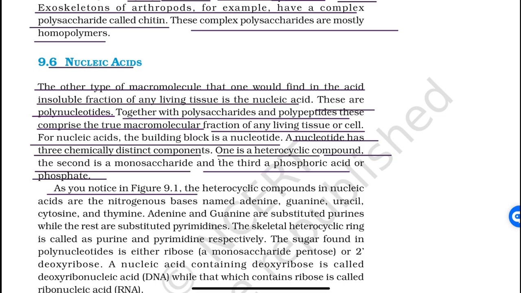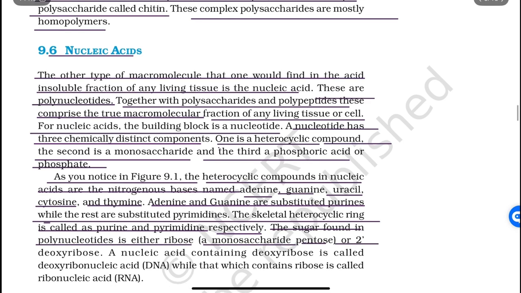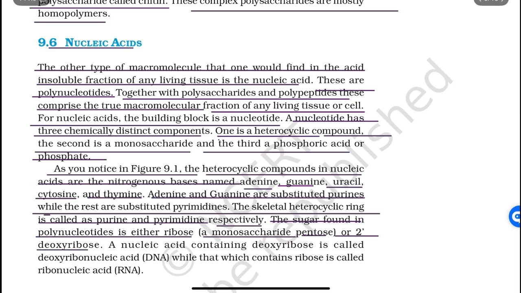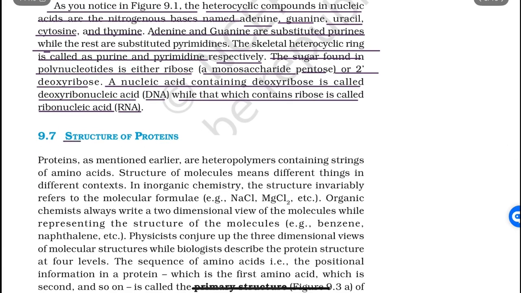As you notice in figure 9.1, the heterocyclic compounds in nucleic acids are the nitrogenous bases named adenine, guanine, uracil, cytosine, and thymine. Adenine and guanine are substituted purines, while the rest are substituted pyrimidines. The skeletal heterocyclic ring is called purine and pyrimidine respectively. The sugar found in polynucleotides is either ribose, a monosaccharide pentose, or 2-deoxyribose. A nucleic acid containing deoxyribose is called deoxyribonucleic acid, DNA, while one containing ribose is called ribonucleic acid, RNA.